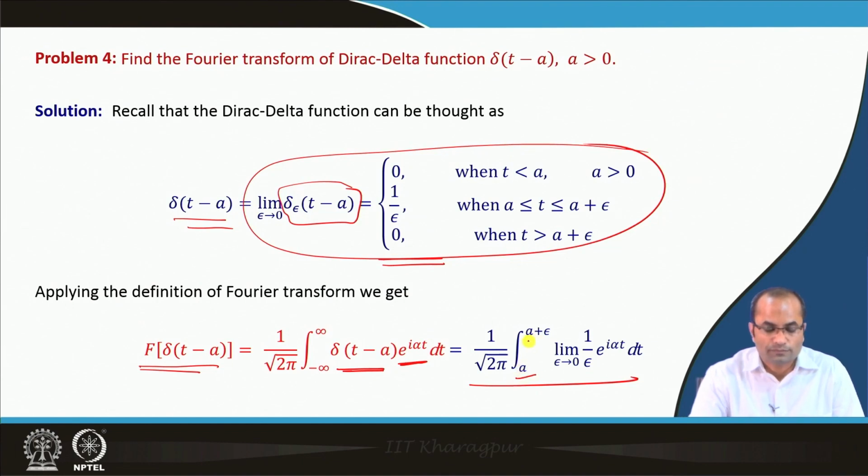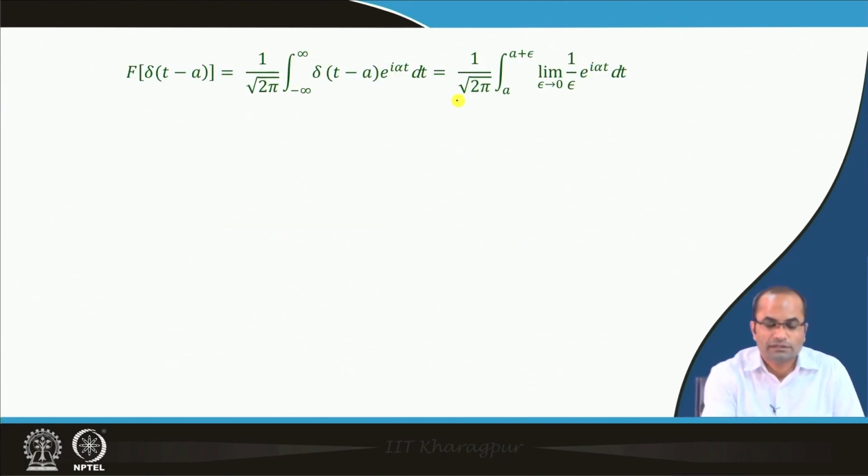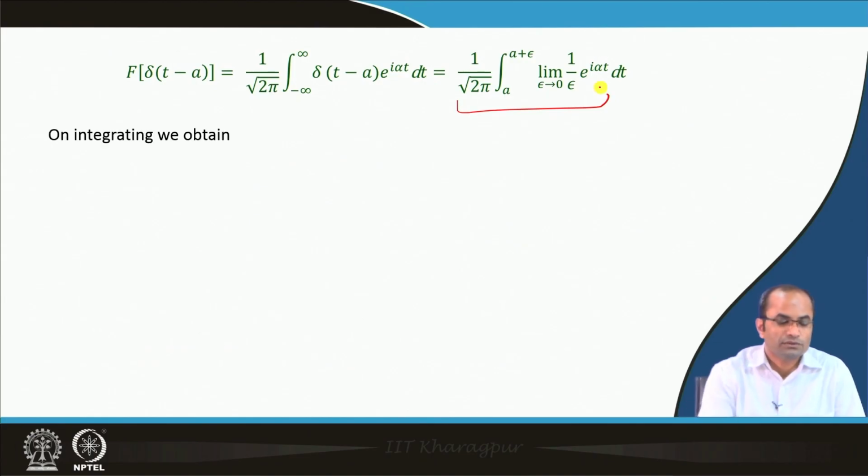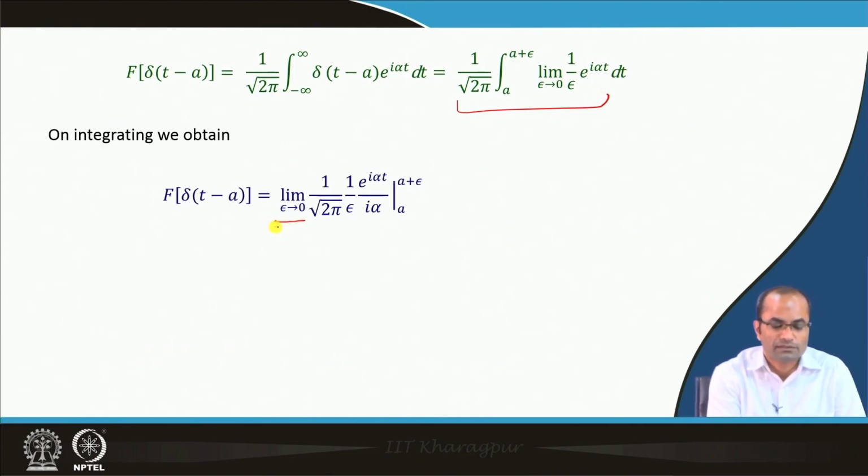So, from a to a plus epsilon, we have the value 1 over epsilon, and later on we have to take this epsilon goes to 0 to get this delta. So, we have this epsilon goes to 0, 1 over epsilon and e power I alpha t, and then we have this dt. So, again we have this integral to evaluate. So, this limit we can pass later on.